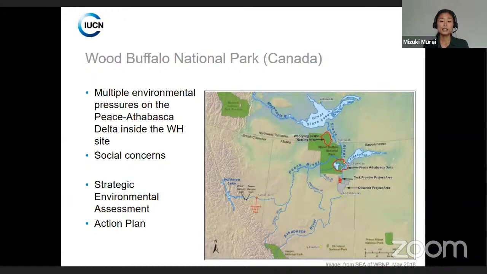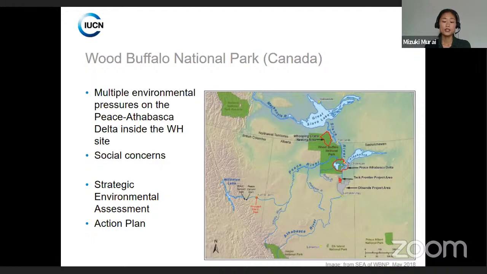As a high-latitude, wetland-dominated landscape, the Delta is vulnerable to large industrial developments and their complex interaction with climate change. Environmental threats include hydroelectric dams, oil sands development, and open-pit mining, all located outside the World Heritage Site boundaries. But there are also social concerns, such as issues with meaningful engagement with Indigenous communities in the management of this site. These concerns raised by the World Heritage Committee led to the request for a strategic environmental assessment to consider the cumulative impacts of all developments.